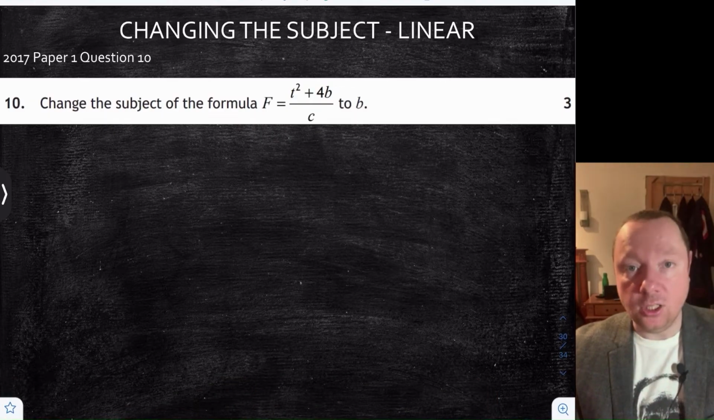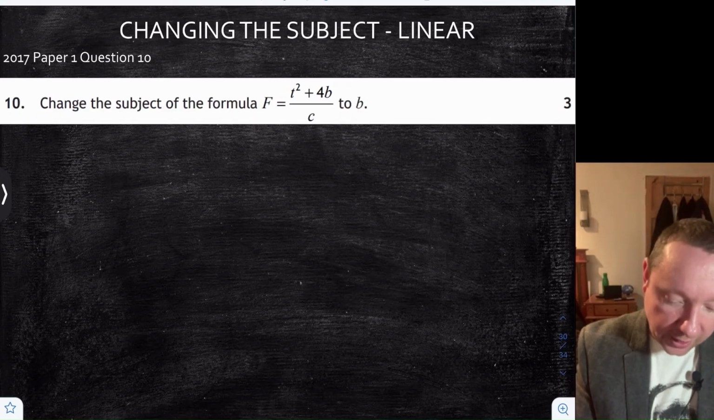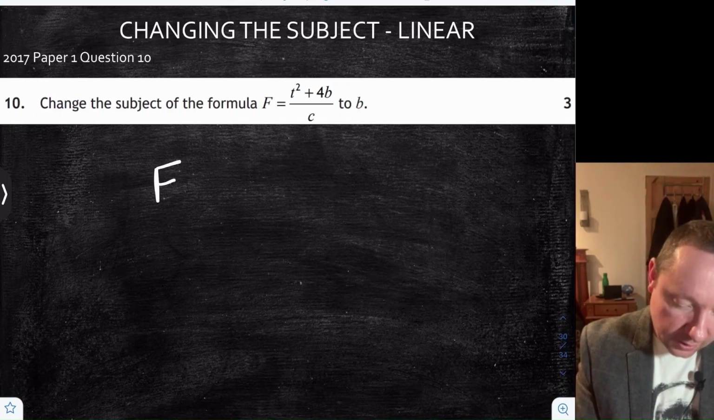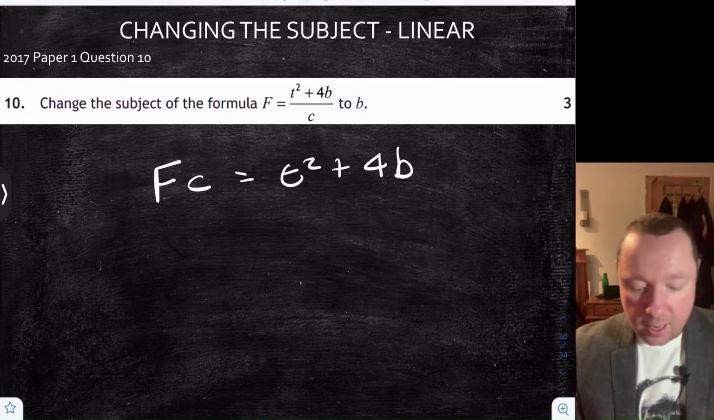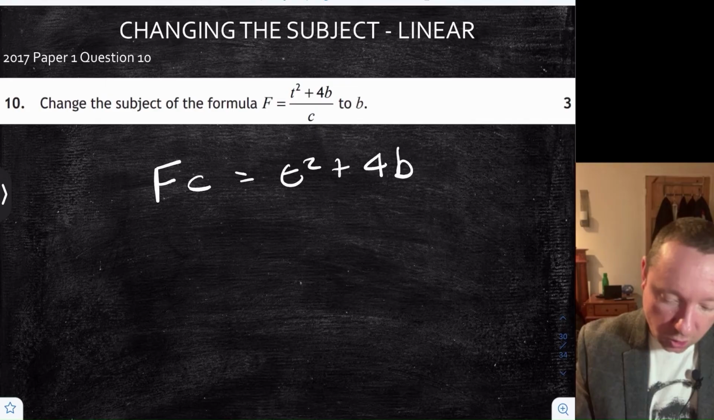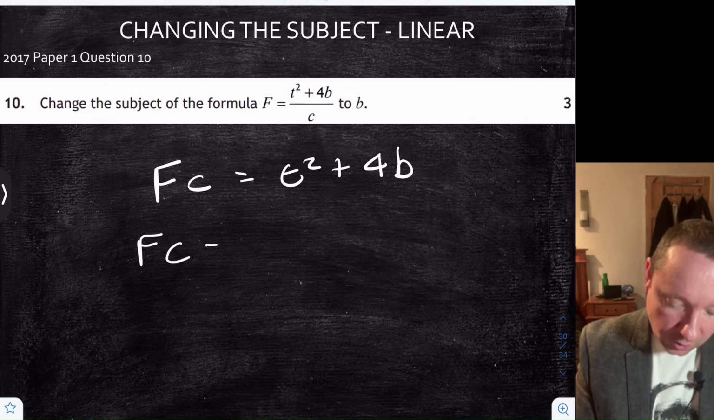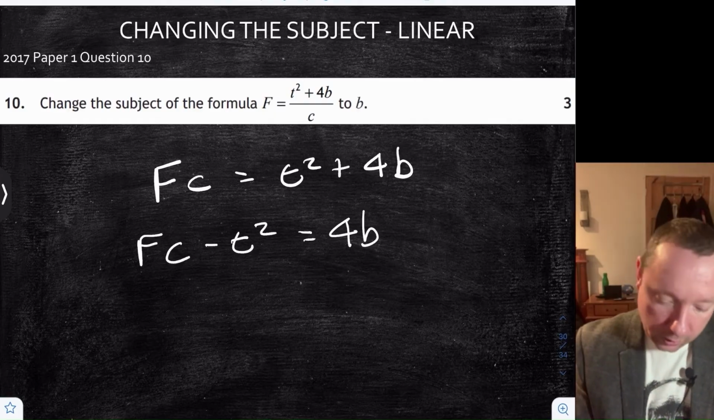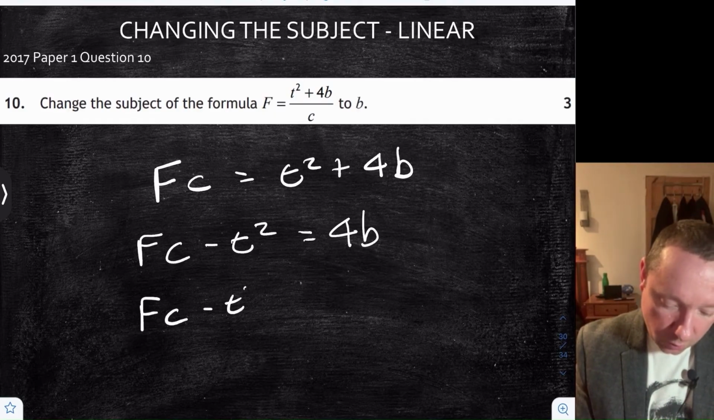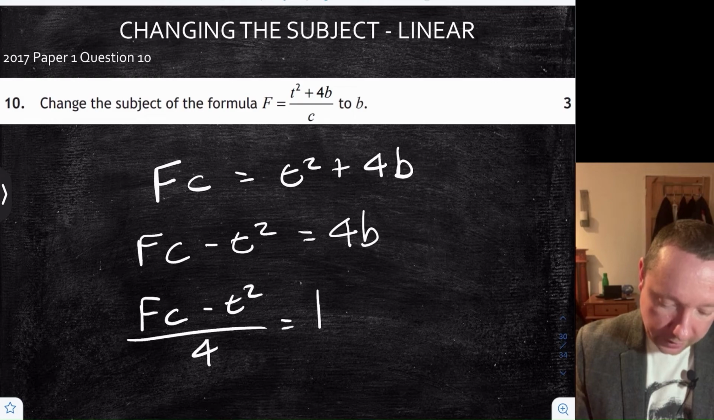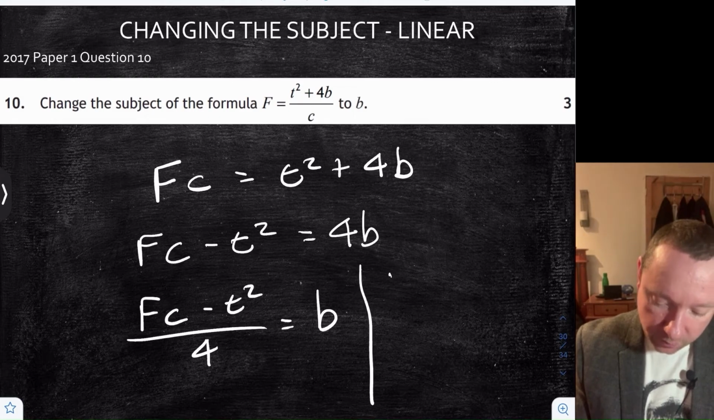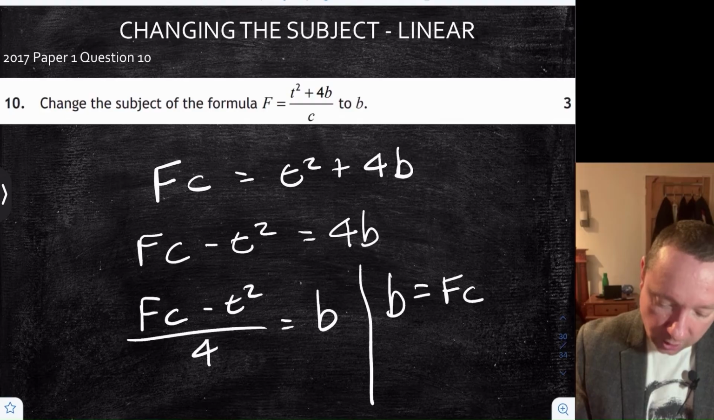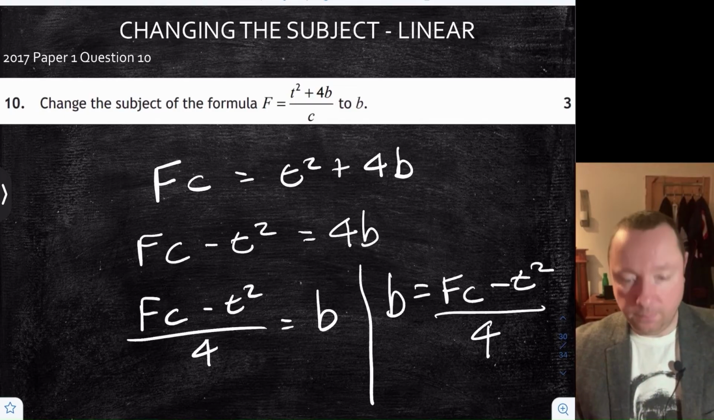This time was a fraction. So we need to get rid of the fraction, so I'll times both sides by c. So I can just write fc equals t squared plus 4b. And then we're ready to go. We want b on its own, so I'll take away the t squared from the left to get 4b. And I'll divide through by 4 to get fc minus t squared over 4 equals b. Or if you prefer to write it as b equals, then just switch the sides round, but keeping everything in the same order. And we're done.